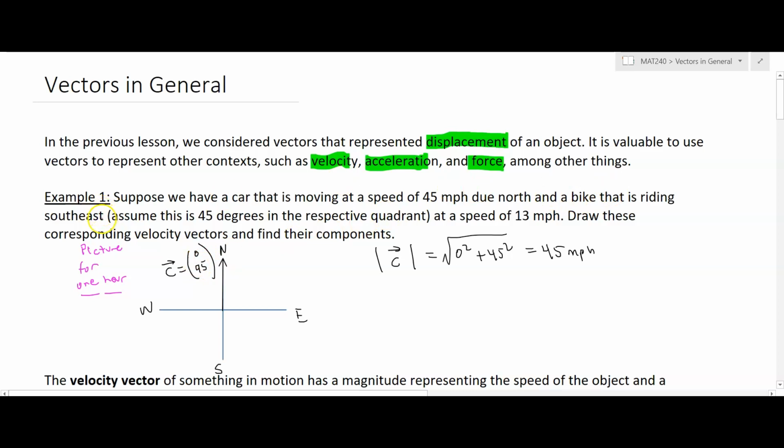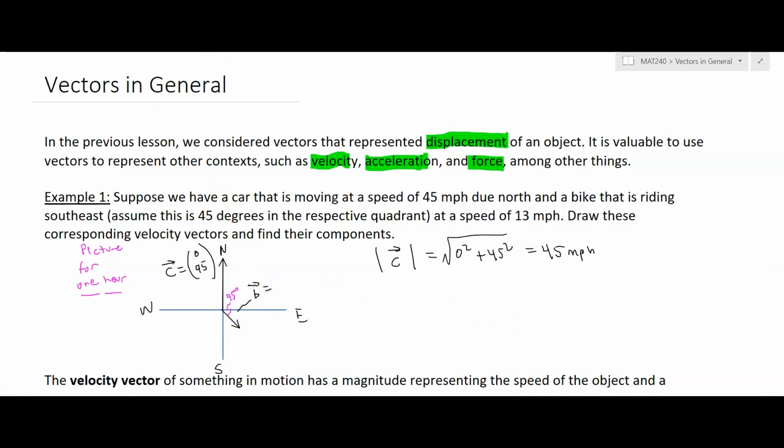The bike is riding southeast, so southeast is in this quadrant. We're assuming that that's going to be a 45-degree angle. So we'll represent that bike with a shorter vector, and the reason it's going to be shorter is because its speed is a lot less than that of the car. Perhaps we can call this the bike vector. The problem with this vector right now is that we can't find its components quite as easily as we could with one pointing strictly in the north direction. We have to think about what these components would be based on this angle being 45 degrees.